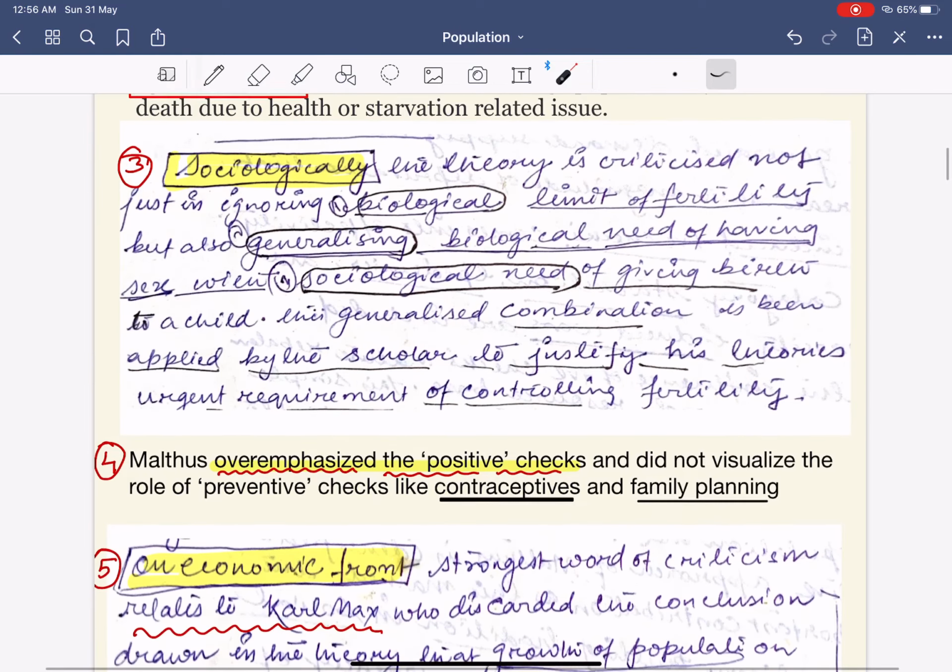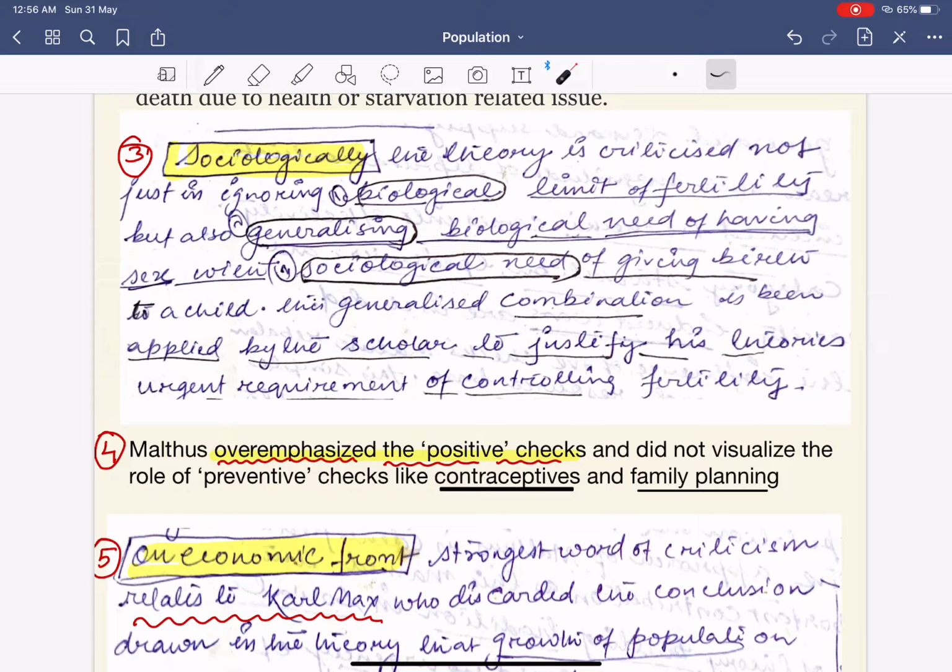Next, the sociological need of giving birth to a child. Again, he generalized this, that people will have sex and people will give birth. Now, sometimes even people having sex cannot give birth. This is also something that we realize. Now, Malthus said that all over the world people will have sex and people will keep on giving birth. This is something that Malthus highly generalized.